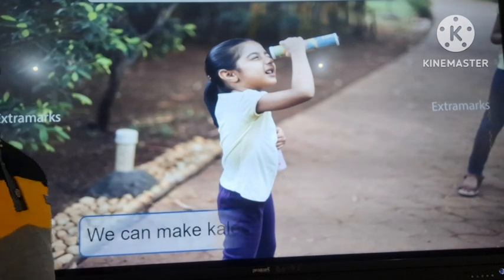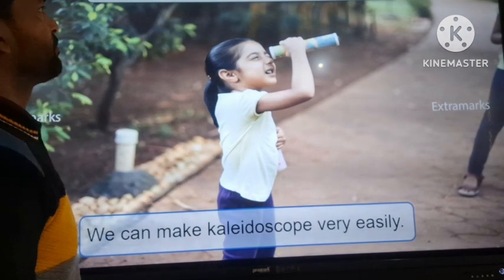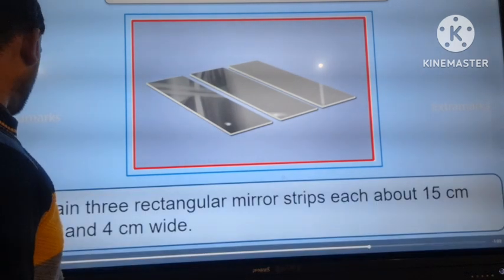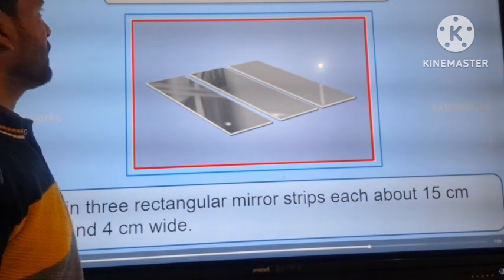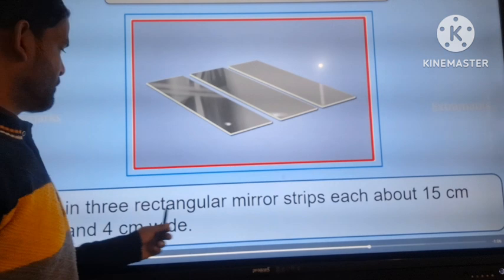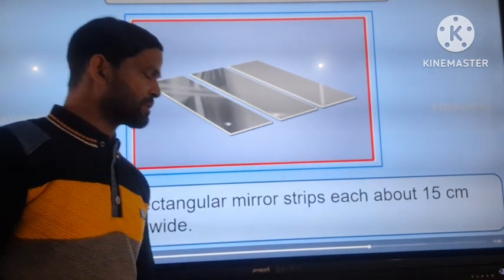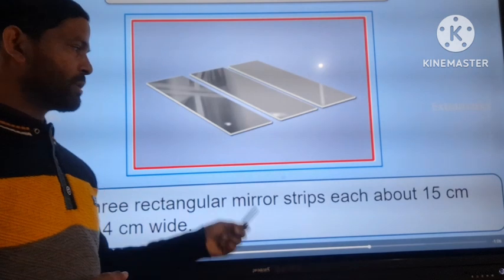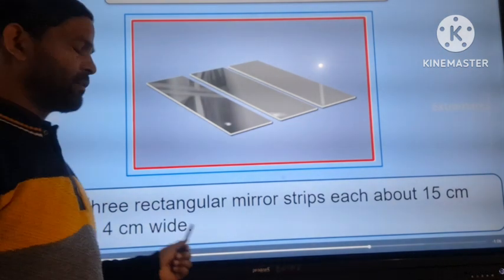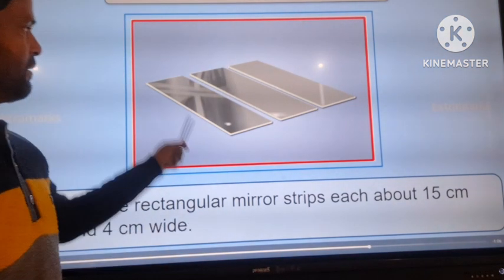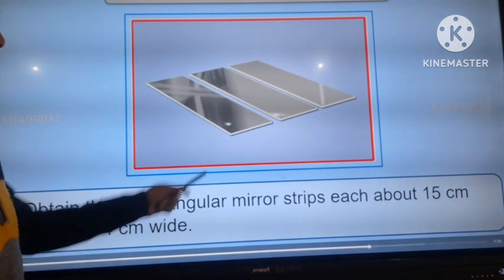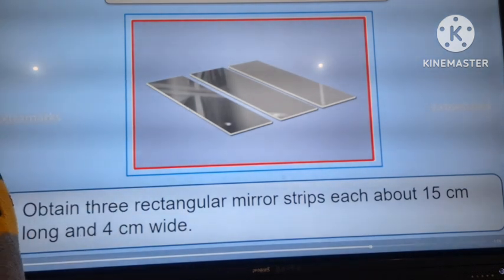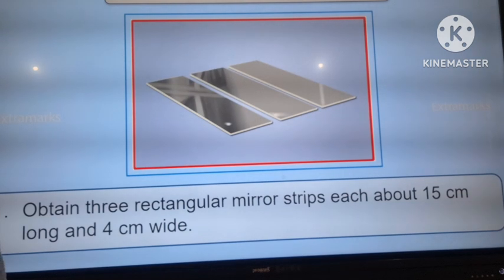How to make it? We will show you how to make a kaleidoscope. We can easily go through this process and form the kaleidoscope. First of all, we have to take 3 rectangular mirror strips, 1, 2, 3, each 15 centimeter long and 4 centimeter wide. Then we'll have to move on to the next process.